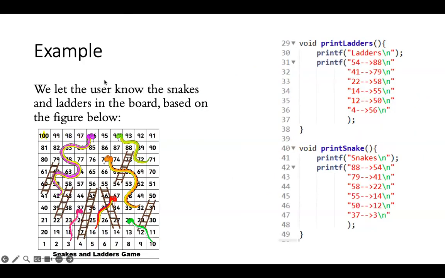And now we let the user know the snakes and ladders in the board based on the figures below. So we have how many snakes? 1, 2, 3, 4, 5, and 6. If you land on 54, then you have to climb up to 88. So this is in the print ladders, and we have a total of 6 ladders. For the snakes, we also have 6 snakes here. Let's say if you land on 79, then you will have to go down to 41.